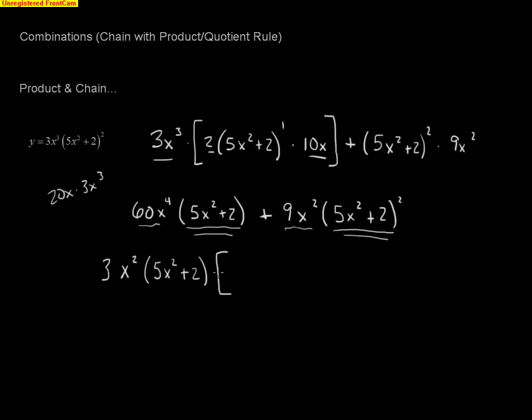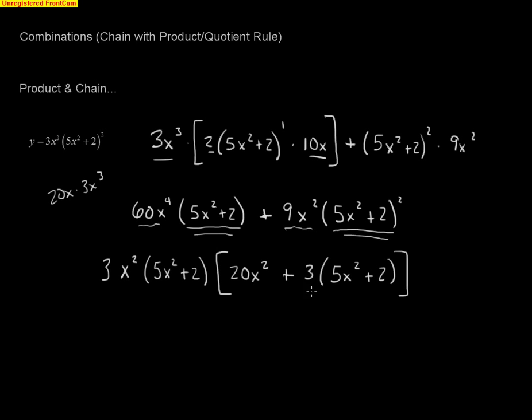And let's see what we're going to have left over. So if I took out a 3x squared from this, that's going to leave me with a 20x squared, because 3x squared times 20x squared will be this 60x to the fourth. Okay, so that works. And then plus, we'll have a 3. And since we took out 1 of the square terms, we'll have just one 5x squared plus 2 left over in here. Okay, so this part is okay.